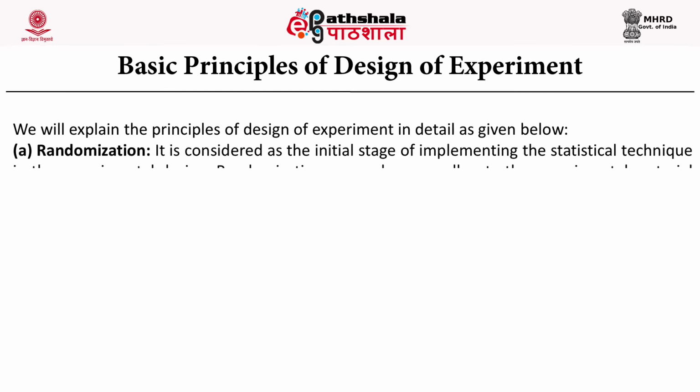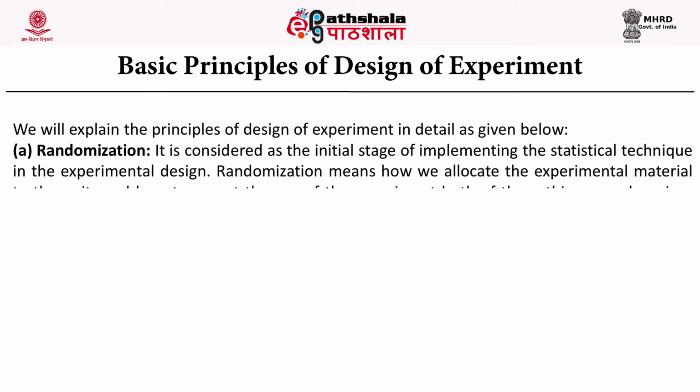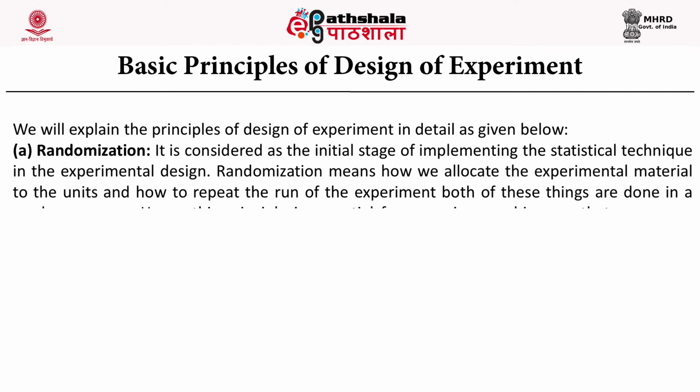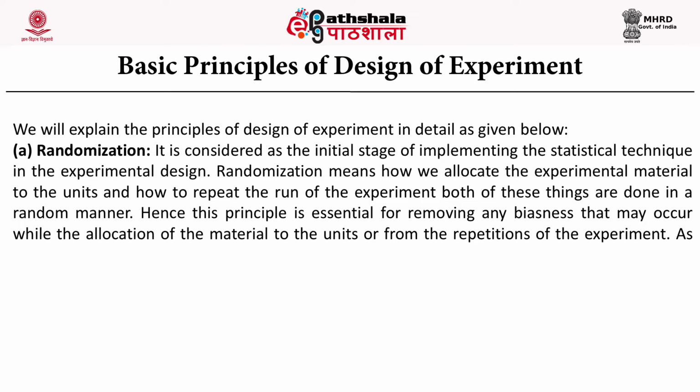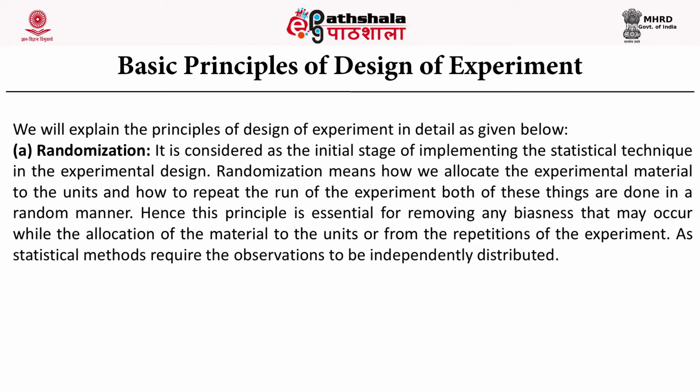First is randomization. It is considered as the initial stage of implementing the statistical techniques in the experimental design. Randomization means how we allocate the experimental material to the units and how to repeat the run of the experiment. Both of these things are done in a random manner. Hence, this principle is essential for removing any bias that may occur while allocating the material to the units or from the repetition of the experiment, as statistical methods require the observations to be independently distributed.